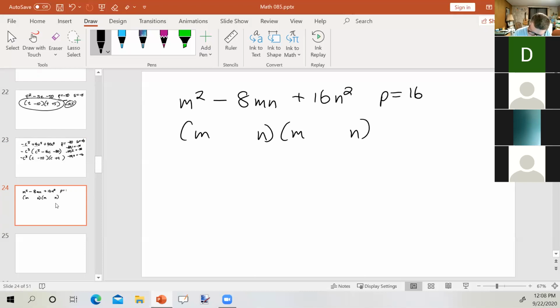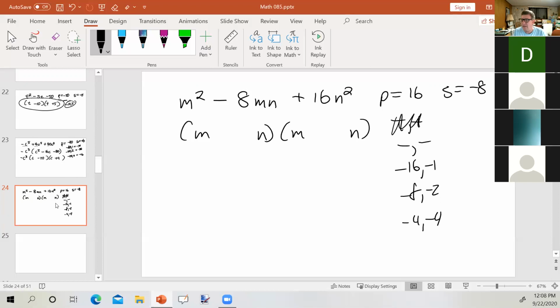Product is positive 16, sum is negative 8. Positive product, I've got to have 2 positive factors or 2 negative factors, but the sum is negative, so I've got to have 2 negative factors. How about negative 16 and negative 1? No, that's not right. Negative 8 and negative 2? No, that's not right. Negative 4 and, oh, negative 4 and negative 4 gives me a product of a positive 16 and a sum of negative 8.